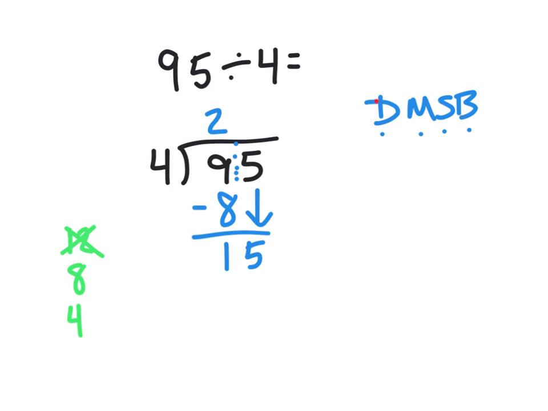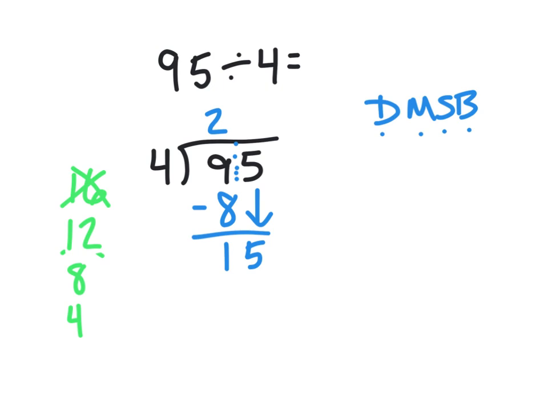Again, once you bring down, you repeat, go all the way back to division. You have 15 now in your dividend. How many times does 4 go into 15? So if I continued my tower, ooh, 16's too high. How many times does 4 go into 15?